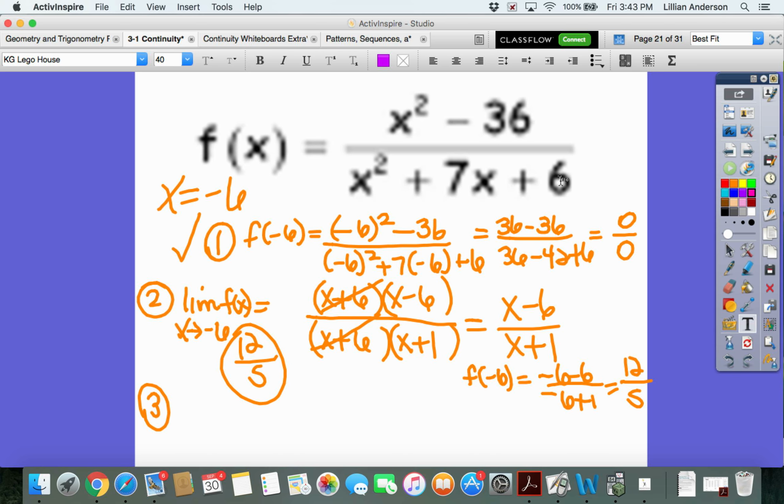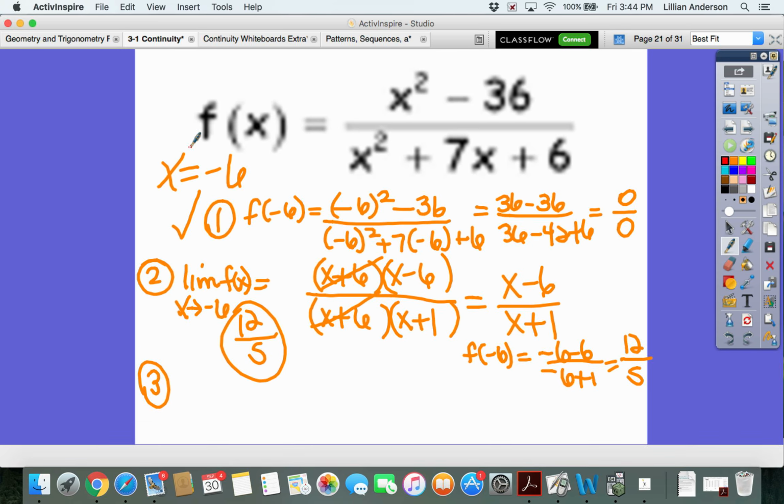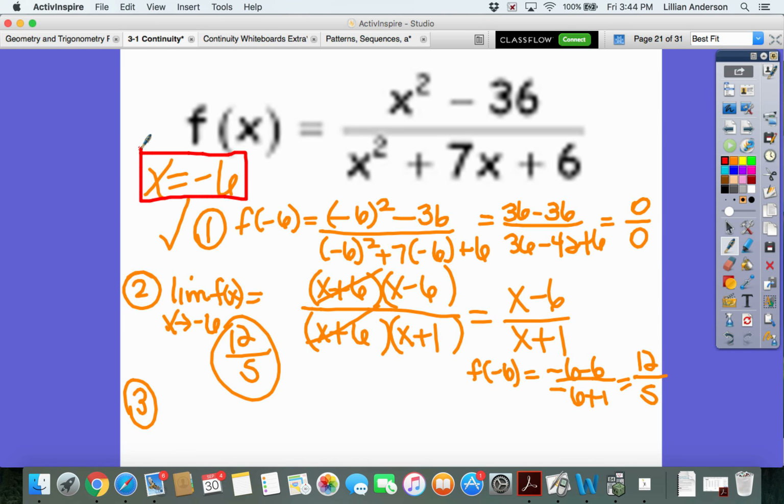Okay, this one is one of those special cases. It wasn't in there, but if you evaluate it with x equals -6, when you first plug in -6, you end up getting 36 minus 36 over 36 minus 42 plus 6, which is equal to 0 over 0. Now, 0 over 0 does not make it undefined. What 0 over 0 basically tells you is that there is a hole at -6. And you know this because if you try to factor it and simplify, you end up canceling out your x plus 6's. And if you plug in -6 to what's remaining, you end up with an actual value.